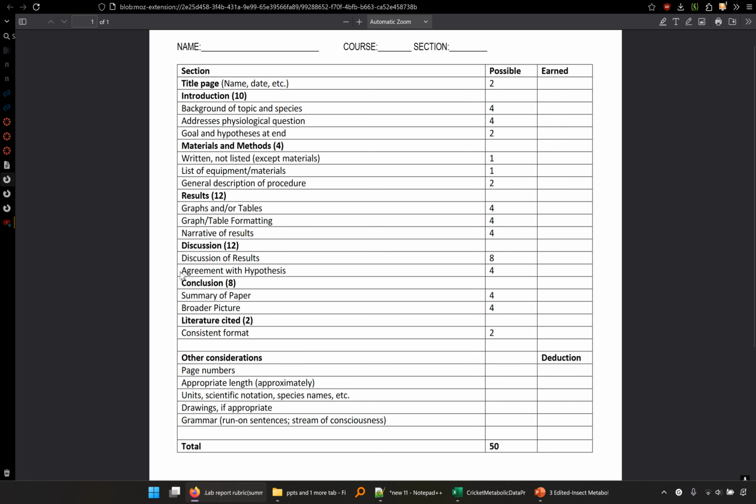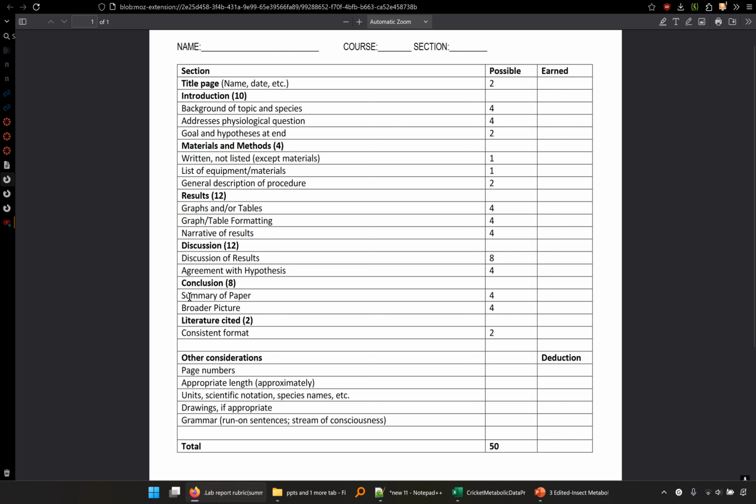And then agreement with the hypothesis, you can see that's fewer points in the actual discussion of results, because this is actually where you're citation heavy. Agreement with the hypothesis is saying in each paragraph how this relates back to your introduction and your background. And then in conclusion, a summary of the paper is literally just a paragraph of what we observed and how that meshes up with your results.